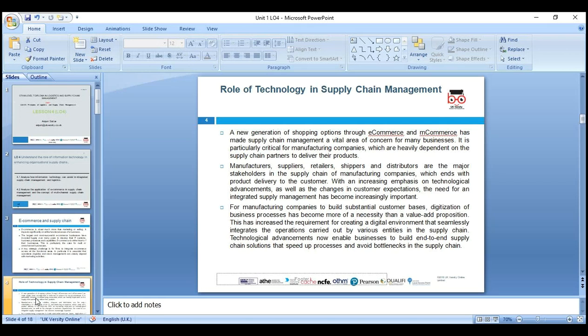So we need to look around and be involved, because these are all the channels we need to use to deliver our product to the end user, the customer. With an increased emphasis on technology advancement as well as changes in customer expectation, the need for integrated supply chain management has become increasingly important. So we need to make sure, for manufacturing companies, to build a substantial customer base, digitalization of business processes.